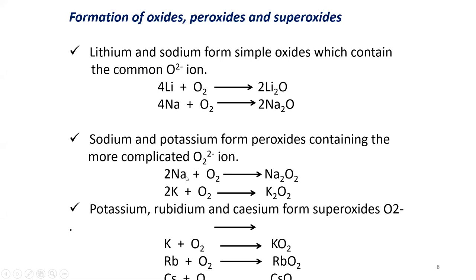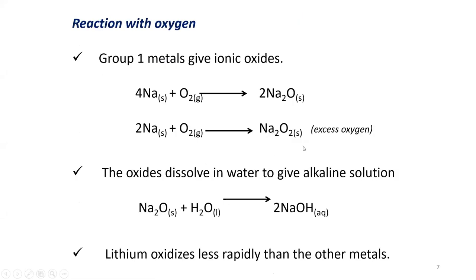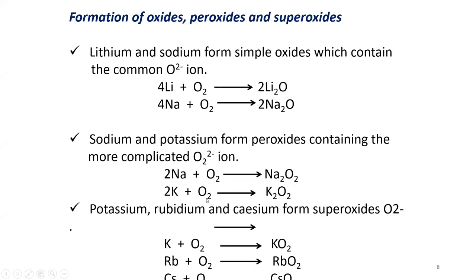Your sodium, as I told you, can also form peroxide. So your sodium and, to some extent, your potassium will form peroxide, with oxygen in oxidation state of minus one. While for superoxide, the elements lower down, your potassium, rubidium, and cesium, will form more of superoxide, with oxygen in oxidation state of minus half. Please, superoxide is minus half. I will correct it before I send the slide. So those are the types of oxide formed by your group one elements.